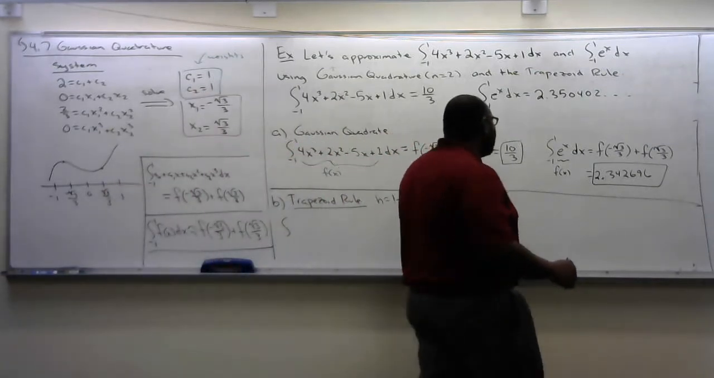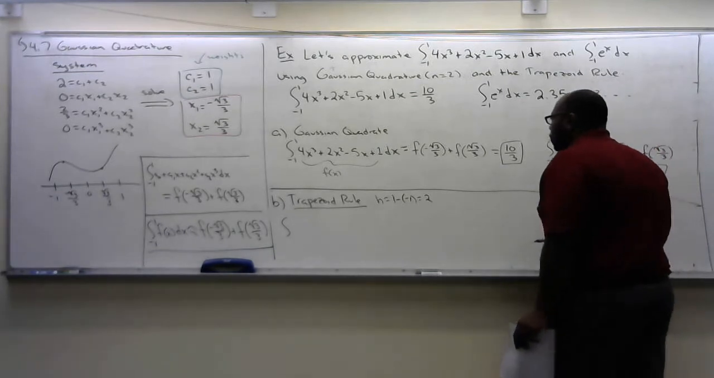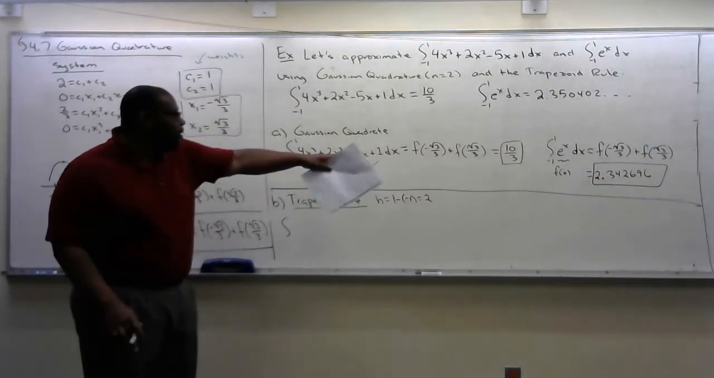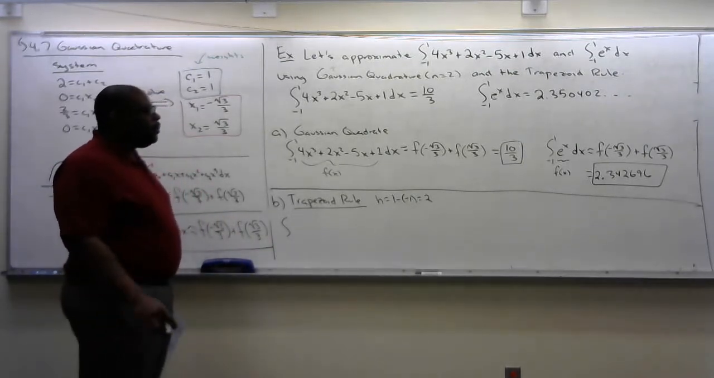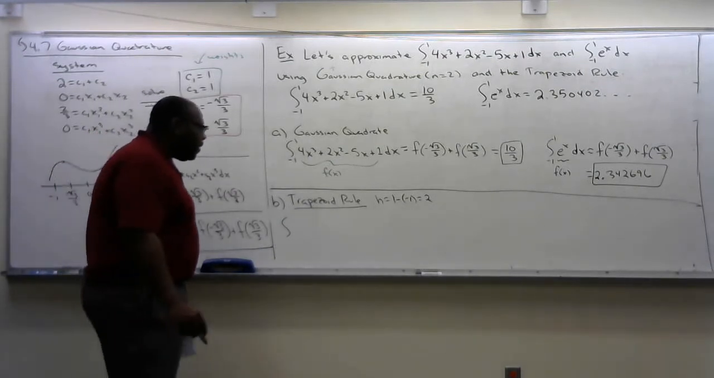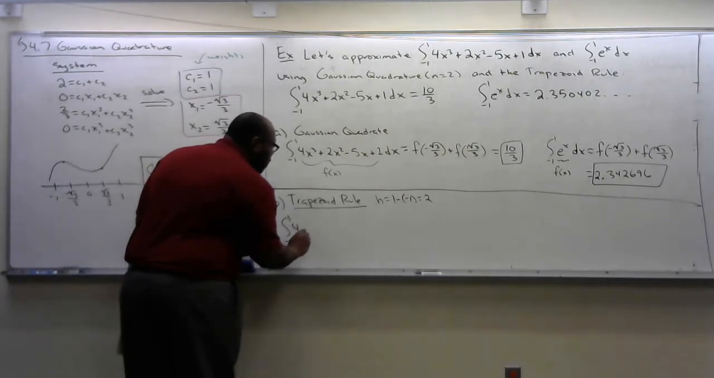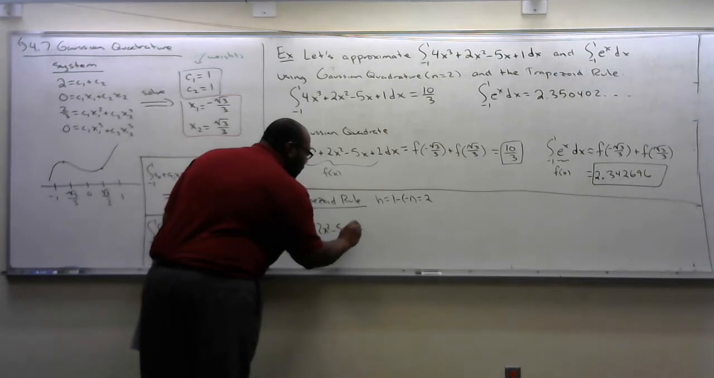Oh, I should be using approximately equal to. I know that these guys are going to be exactly equal. That's why I used the equal sign here, because I knew they were exactly equal. But for e to the x, they're going to be approximately equal. Same thing for the trapezoid rule. We have negative 1 to 1 of 4x cubed plus 2x squared minus 5x plus 1 dx.